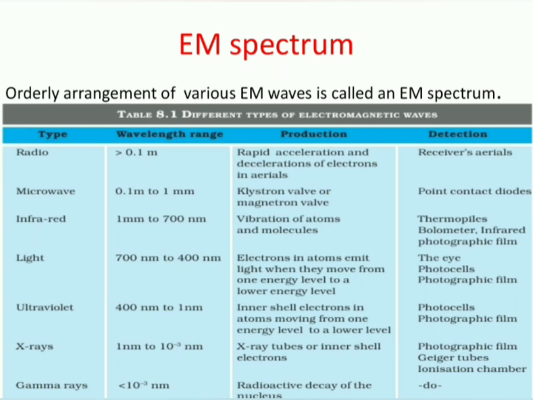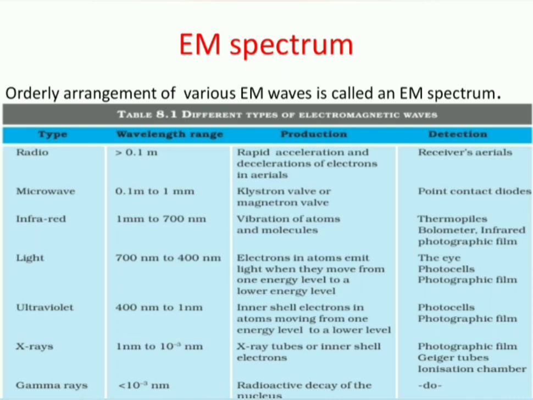Coming to visible light, this everybody knows, 700 nanometer to 400 nanometer. And these are also produced when electrons in atoms emit light when they move from one energy level to another energy level, atomic transitions or electronic transitions in atoms. It can be detected by your eye, photocell and a photographic film.